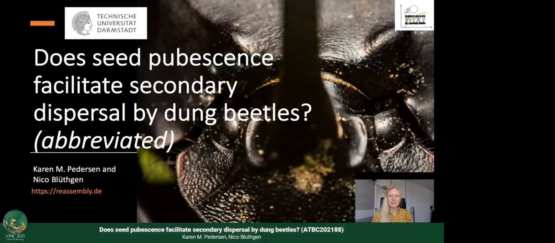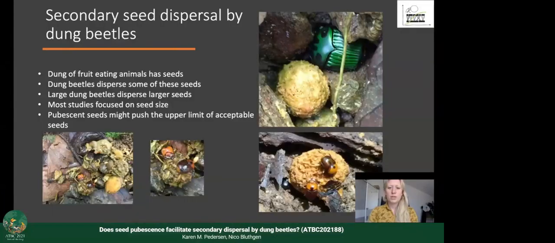Hello, I will talk today about how seed pubescence facilitates secondary dispersal by dung beetles. Most seeds in tropical forests are animal dispersed. The seeds pass through the digestive system of the animal and are deposited in the dung, like we can see here in spider monkey dung. And then dung beetles will come, like these two here, and they will form balls like this one here. Now, when they do that, they will often exclude large seeds and allow smaller seeds to remain.